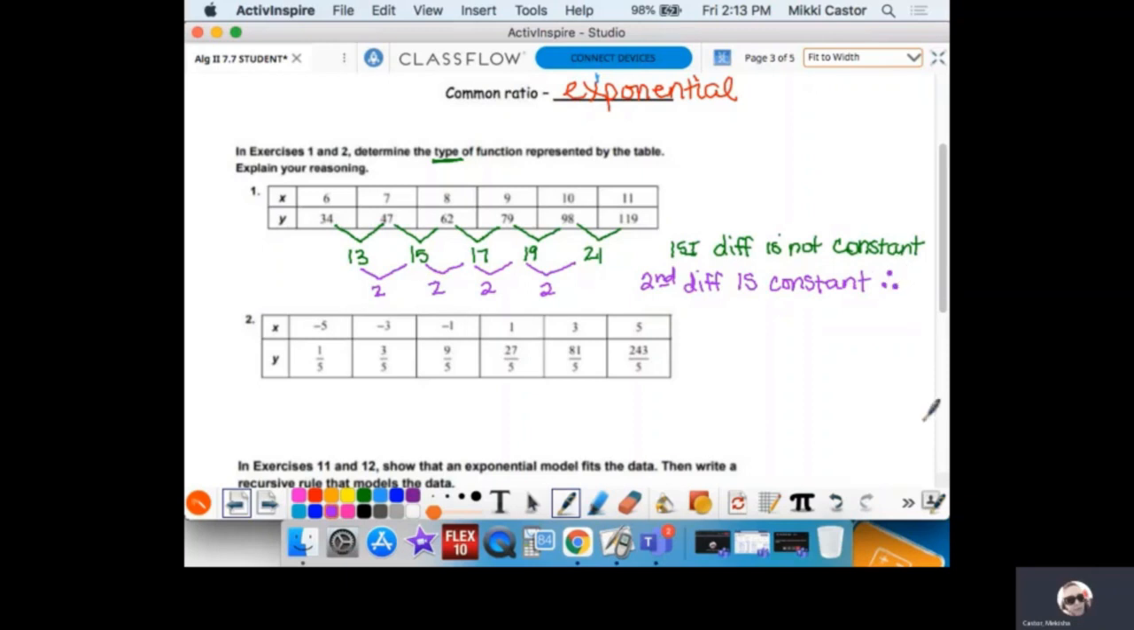Therefore, that's what the 3 little dots in the triangle mean. What kind of data do we have if the second difference is constant? Quadratic. What we said up there at the top. Therefore, quadratic data is what we have. So determining the type, it is quadratic. Why is it quadratic? That's the explain your reasoning. It's quadratic because the second difference is constant. Do you guys follow me on that? Does that make sense?